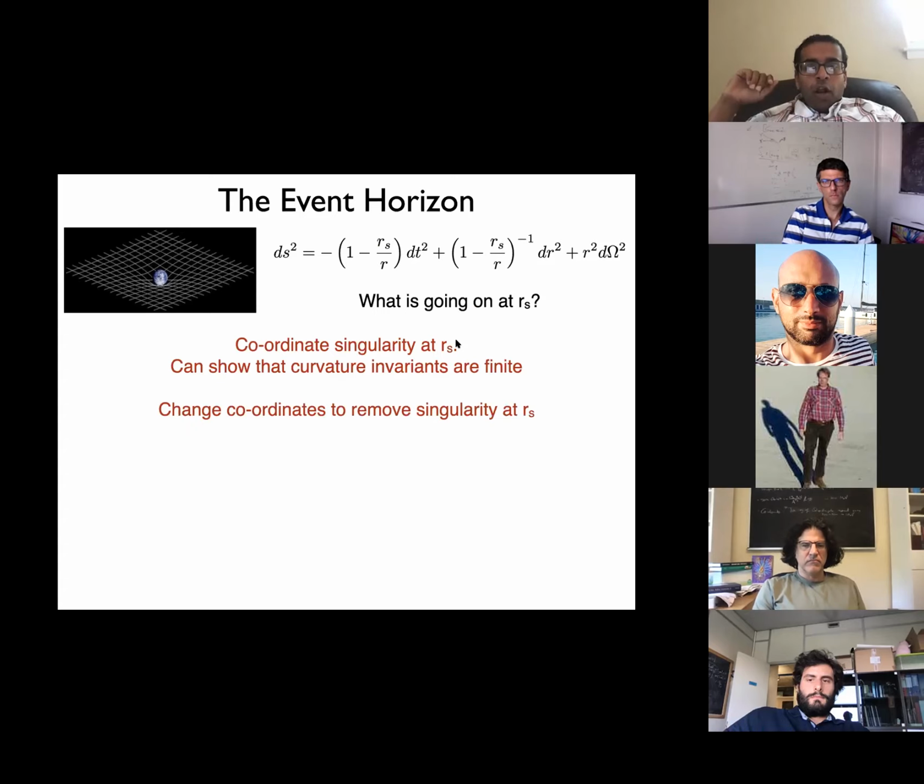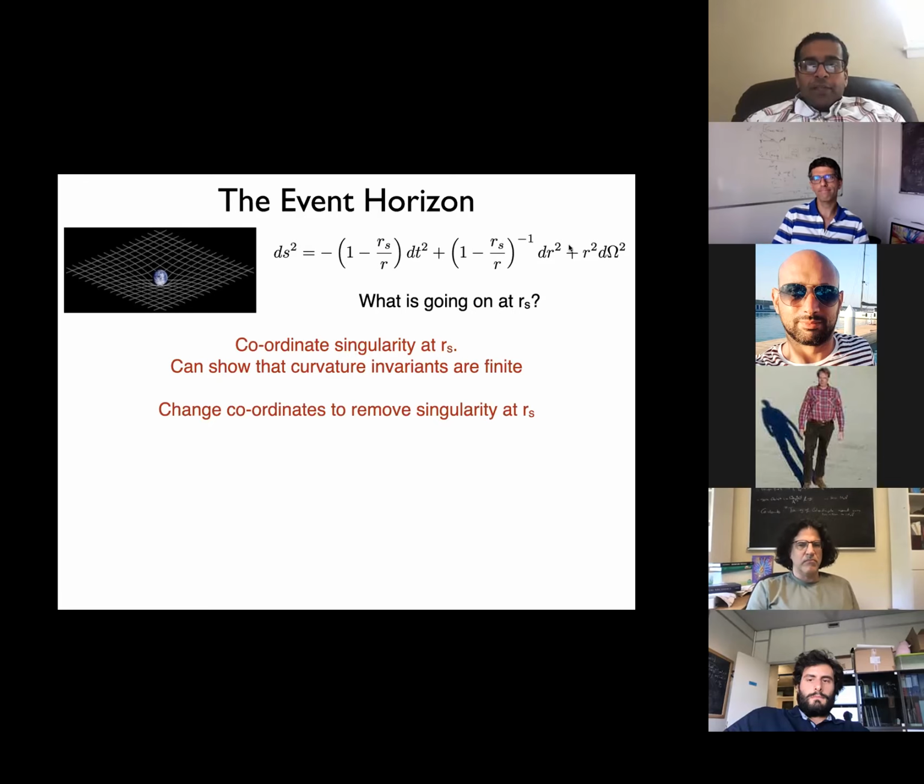But you can do the following exercise. Anytime you see some coordinate singularity in your space, you can ask if there is actually the geometry itself behaving badly. For example, in spherical coordinates, the point r equal to 0 is poorly defined, but nothing interesting is going on there. You can just change coordinates and remove it.